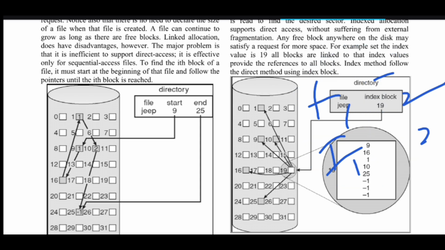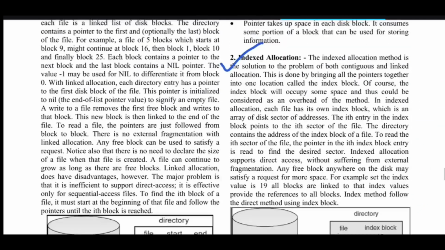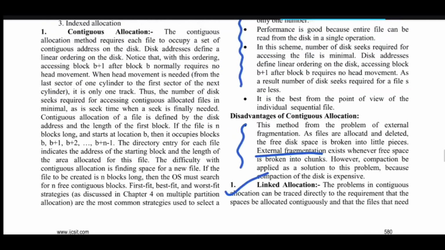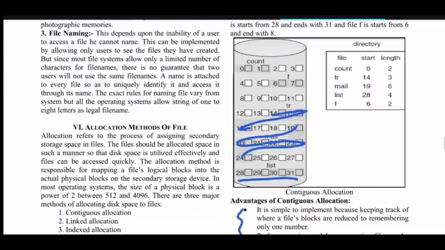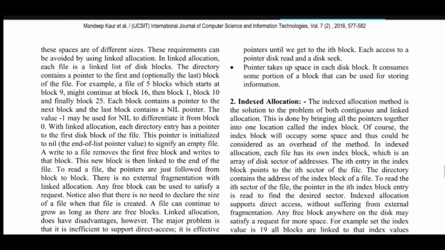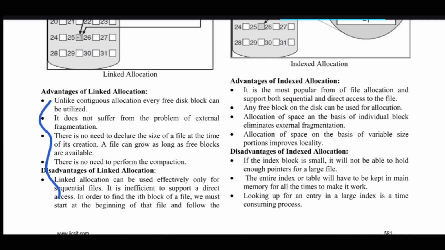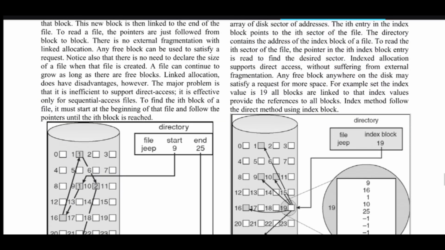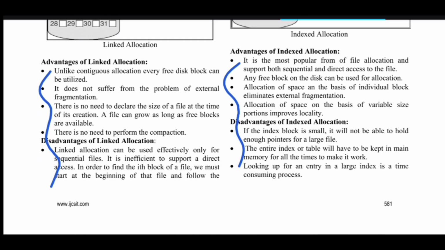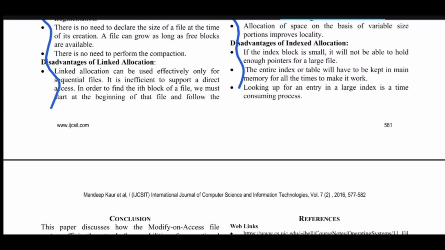We also discuss FAT, the file allocation table. Here are also some advantages and disadvantages mentioned. You can note them down; it's better for semester exams. Then we will discuss FAT.